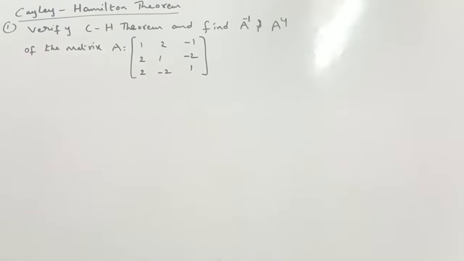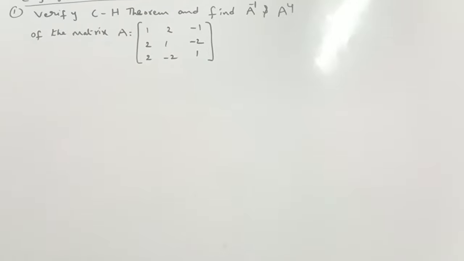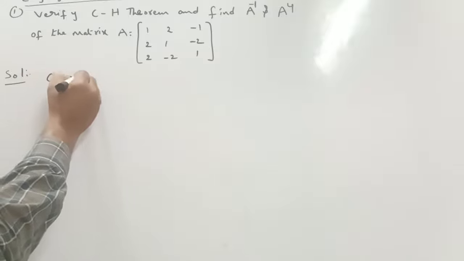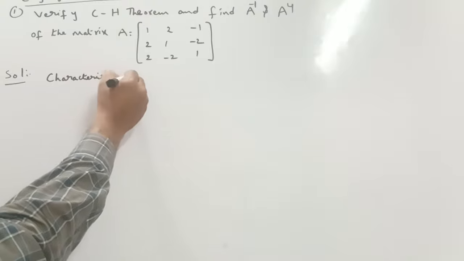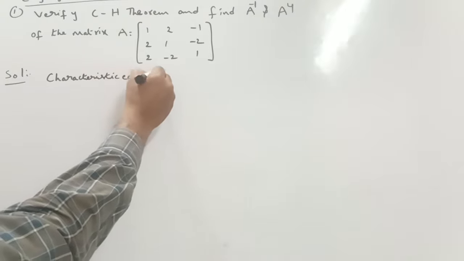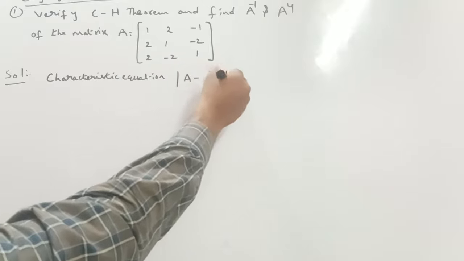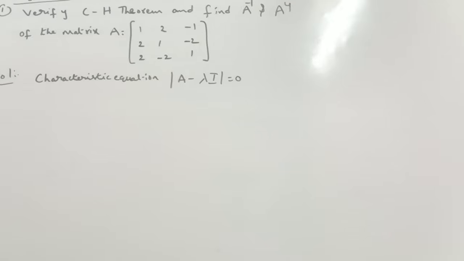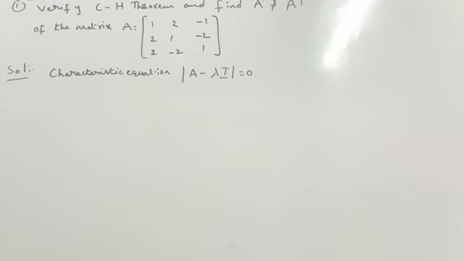Let us see. So first what we have to find? We have to find the characteristic equation. Correct. Now solution, characteristic equation. What we have to write? Mod A minus lambda I is equal to 0. Correct. What is the characteristic equation? Mod A minus lambda I is equal to 0. That is the characteristic equation.